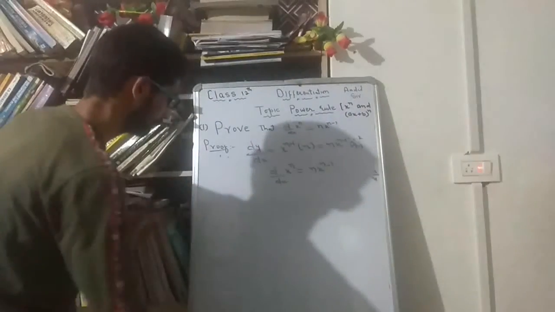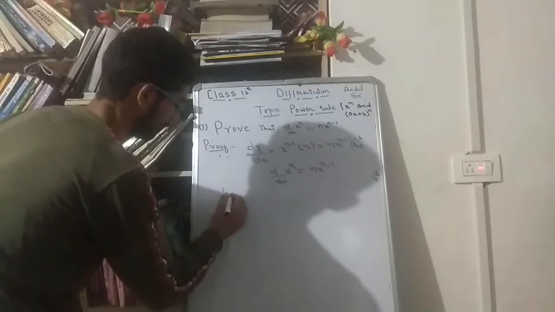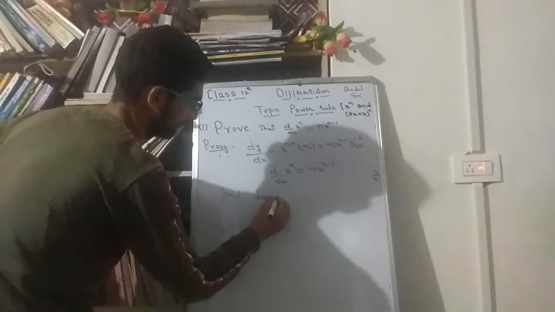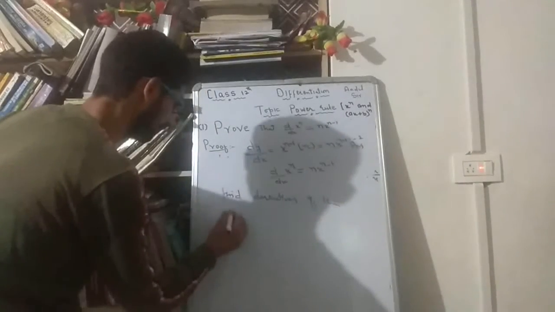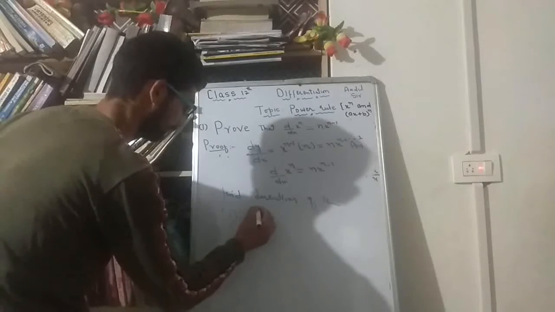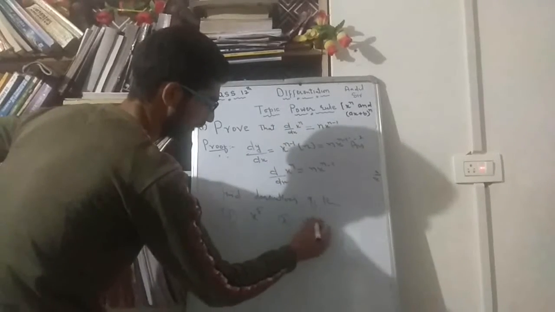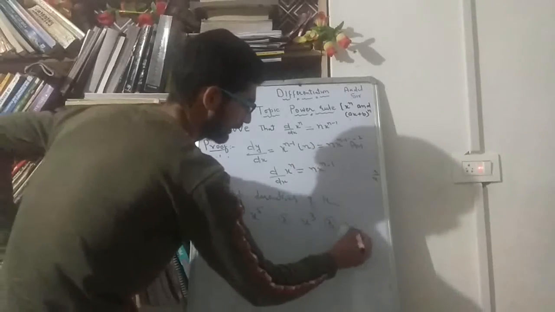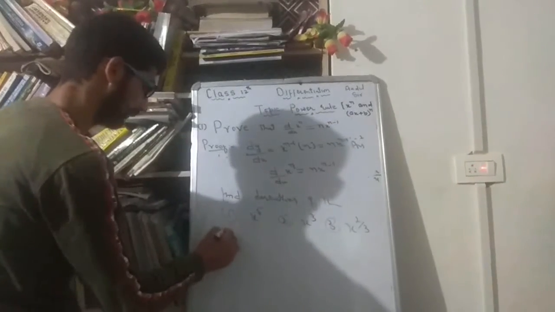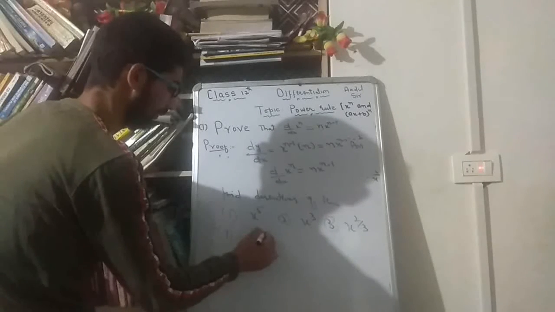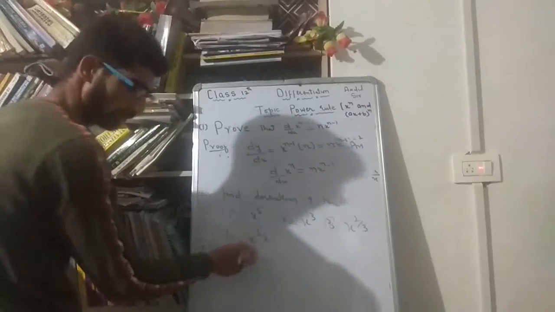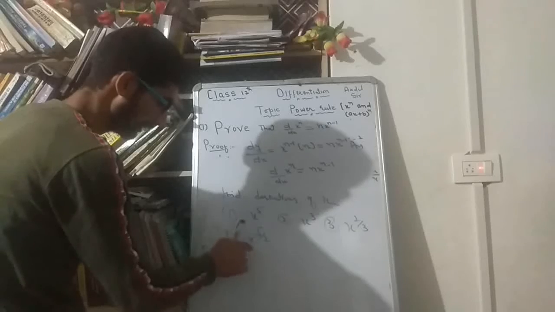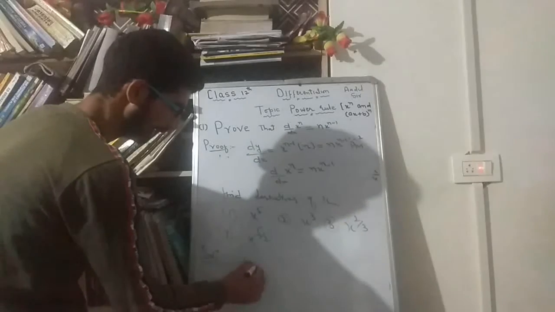So you take some examples. Find derivatives of the following. The first one is x raised to power 5, second one is x raised to power 3, third one is x raised to power 2 divided by 3, and the fourth one is x raised to power 5 divided by 2. So I will solve the fourth one. I have to find the derivative of d by dx of x^(5/2).